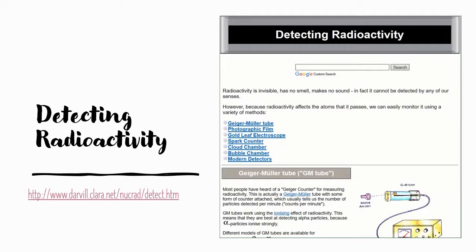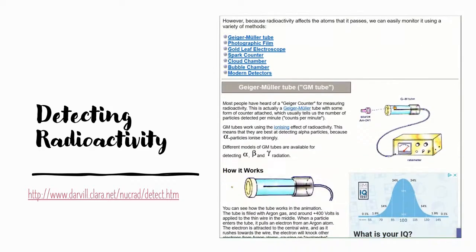Radioactivity is invisible, has no smell, makes no sound. In fact, it cannot be detected by any of our senses. However, because radioactivity affects the atoms that it passes by, we can monitor it using a GM tube, photographic film, gold leaf electroscope, spark counter, cloud chamber, bubble chamber, and modern detectors. The Geiger-Müller tube is probably the one that you'll be most familiar with.